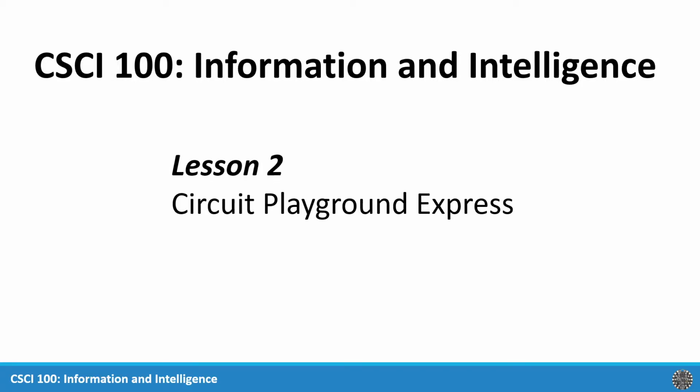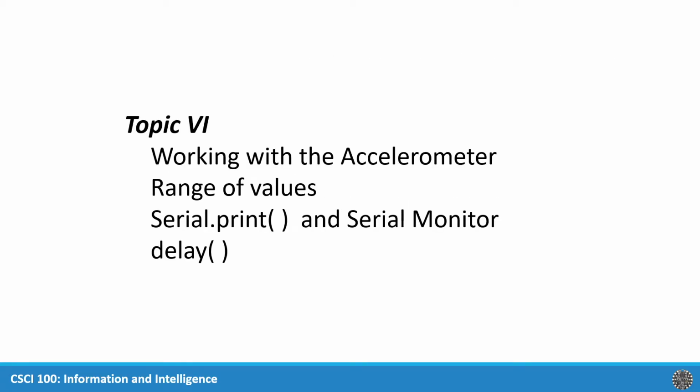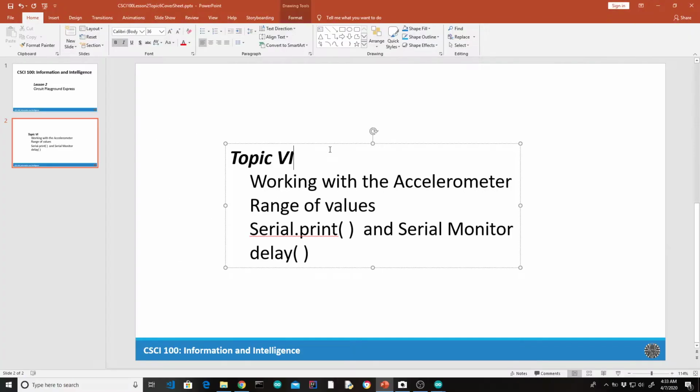Welcome to Lesson 2, Circuit Playground Express, Topic 6, working with the accelerometer. The Circuit Playground has the ability to sense which way it's been tilted and motions in the X, Y, and Z axis. So let's get to it.